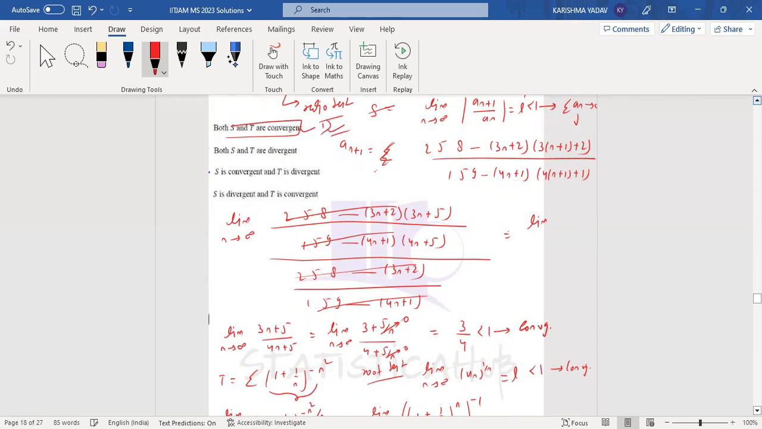So these are just easy questions. If you are clear with the concepts, then these are not that hard. These are medium type of questions. Just clear your concepts and they will be easy for you.